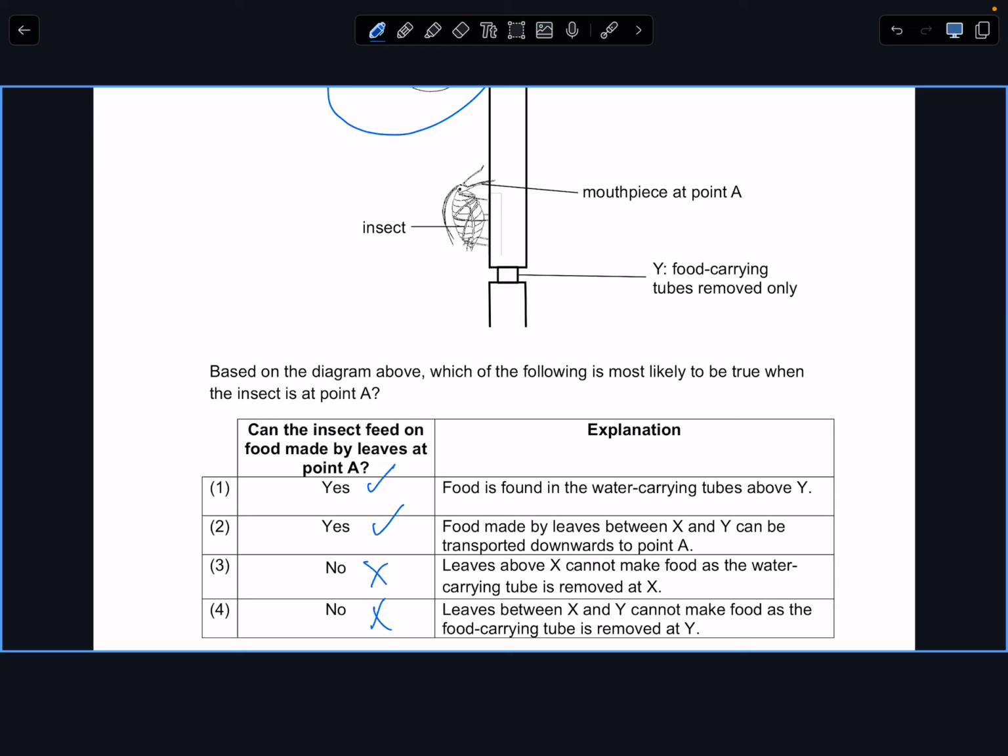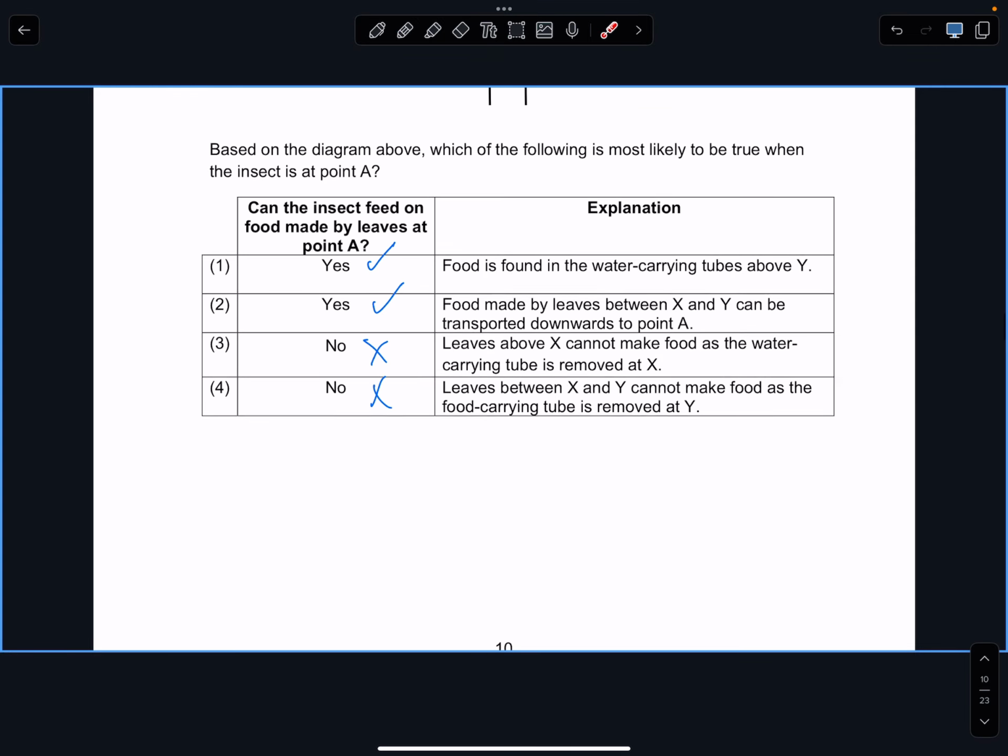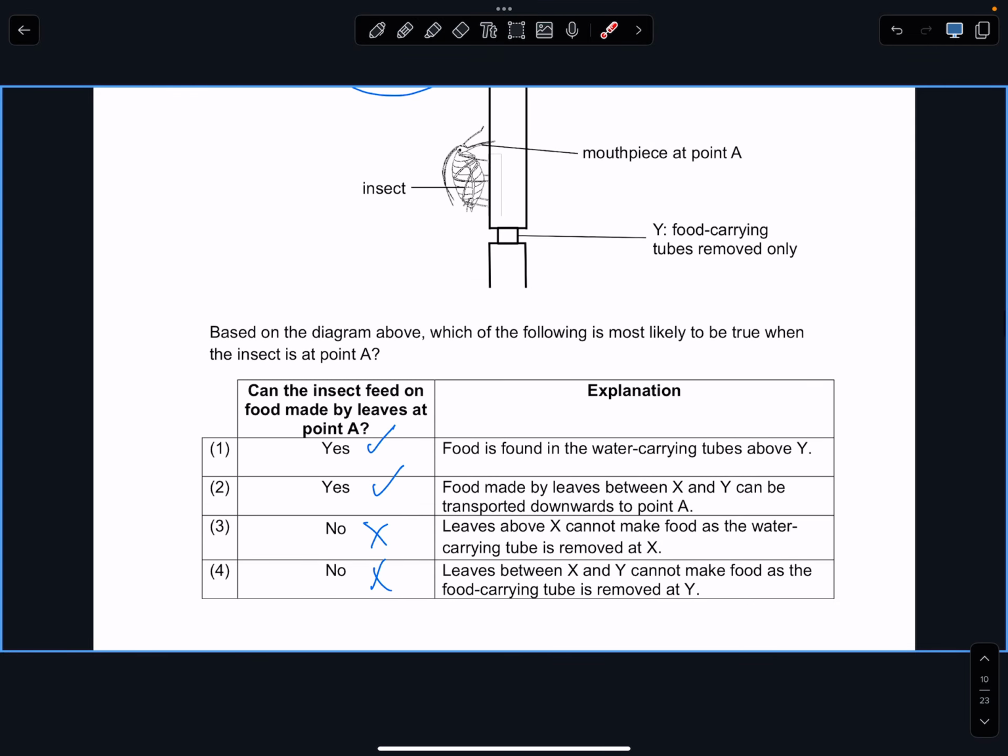Cross out no. So when you're doing MCQ questions, go by column. Check the columns first. So it will still be able to feed on the food because the leaf here can still receive water to make food. Okay? Food is found in the water-carrying tubes? Wrong, straight away. So answer is 2.